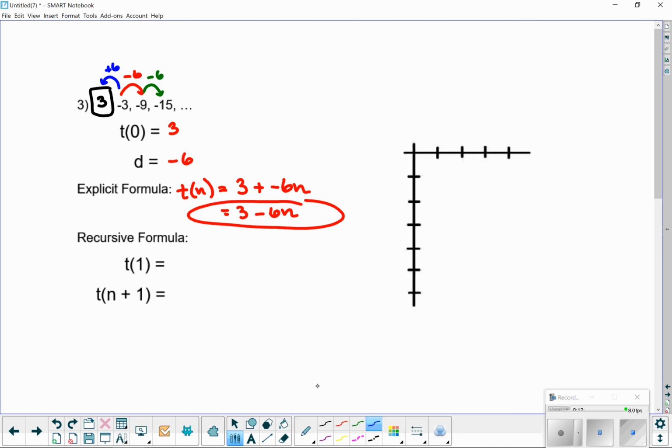Our recursive formula is going to rely on the first term, which is -3. Remember, not this one, this is my 0 term. So we want our first term, which is -3. And then to get my next term, we rewrite this as t_{n+1}, which is going to be your previous term, t_n, minus 6. So this is your recursive formula, and notice that it's made up of 2 equations.